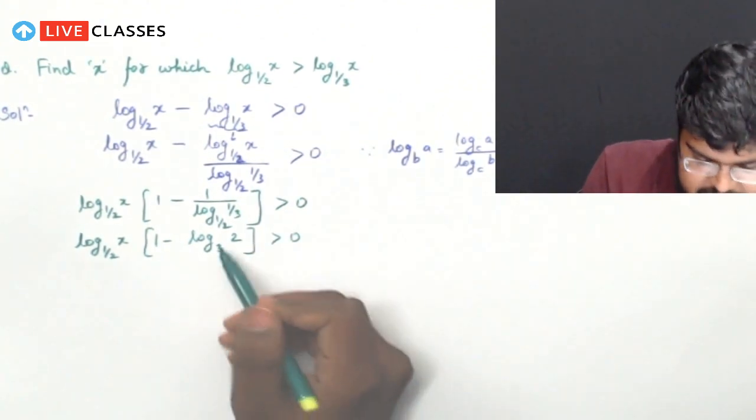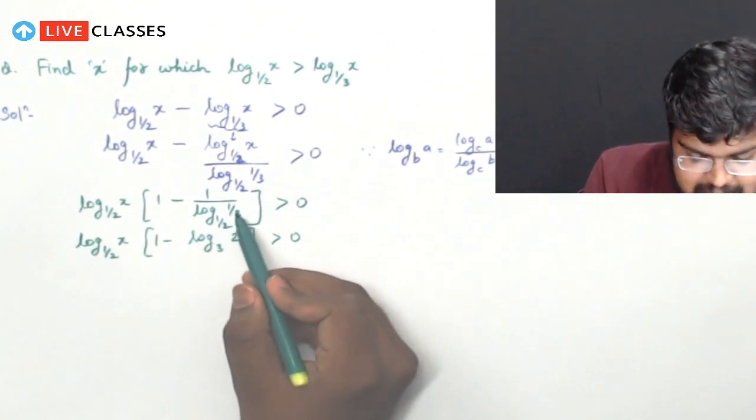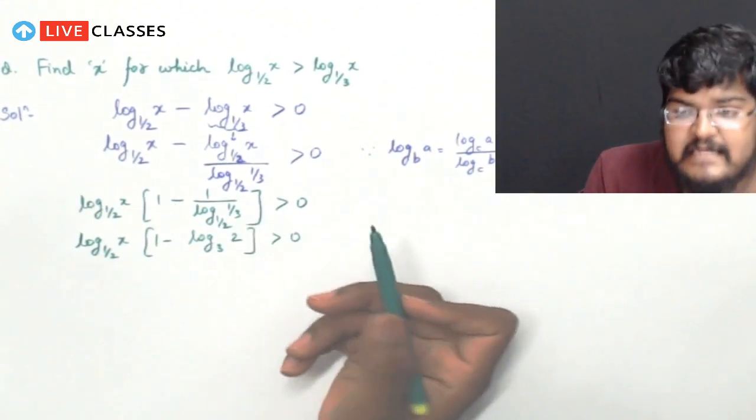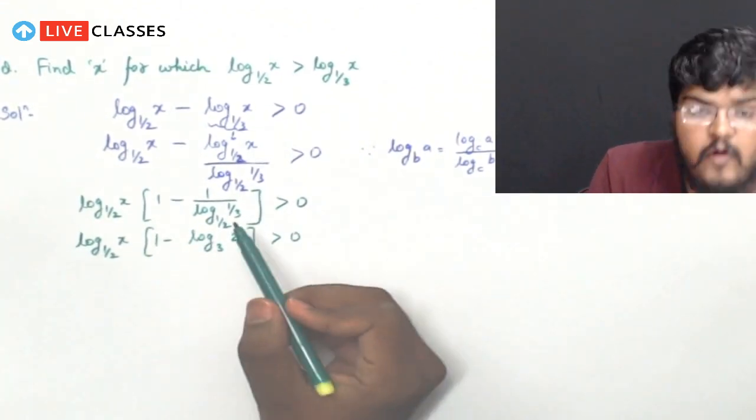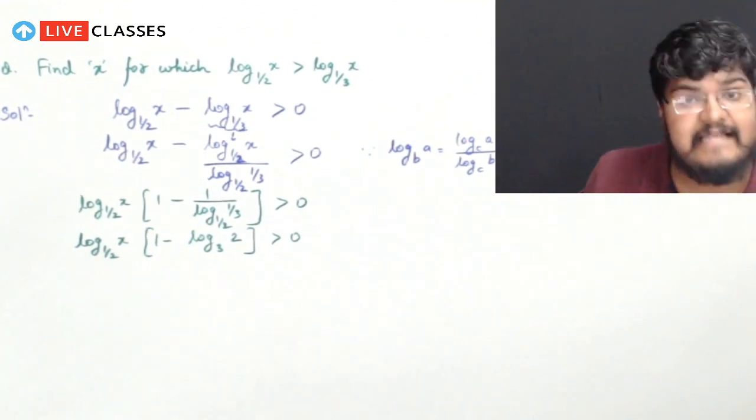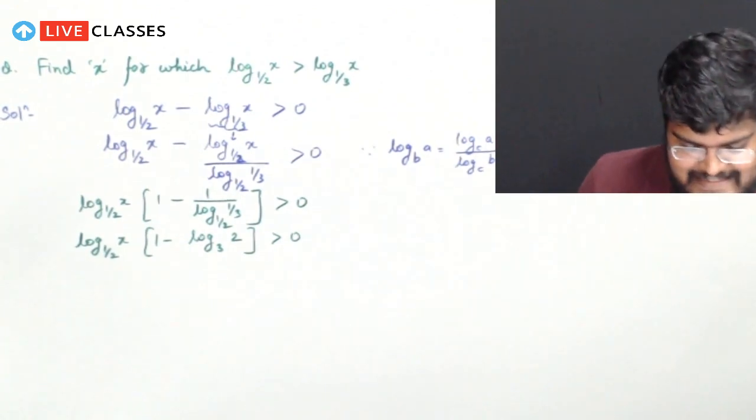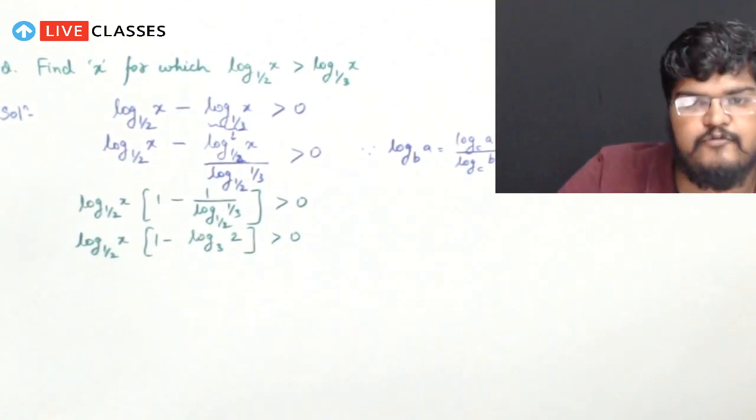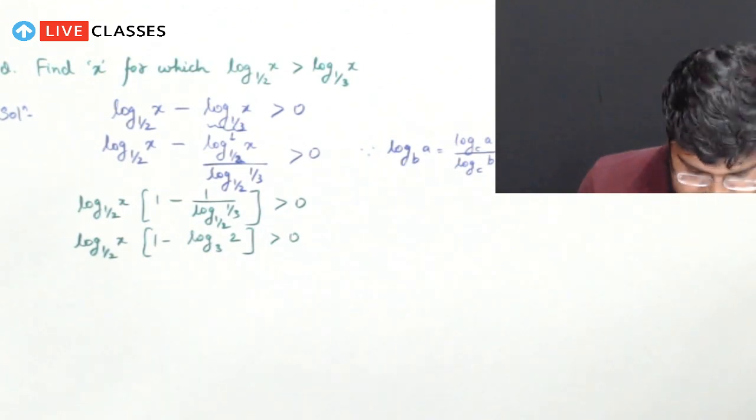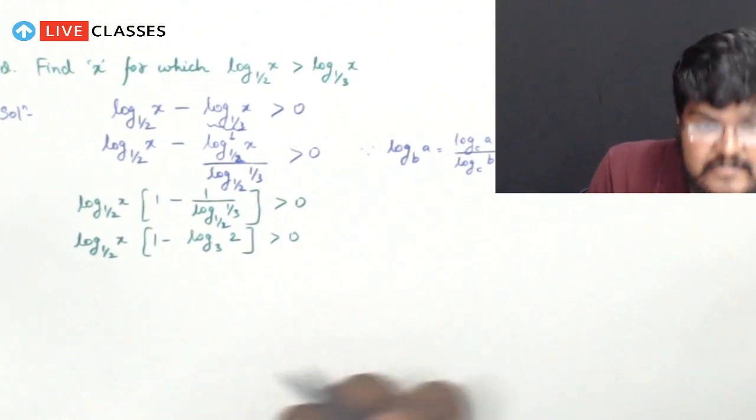We could do this because 1 by 2 could be written as 2 raised to the power minus 1, and so can this log of 1 by 3, and these minus ones will basically cancel each other, and log of a to the base b is equal to log of b to the base a, right guys? So from this particular point is where you can try to find the conclusions for the inequality to exist or to satisfy.